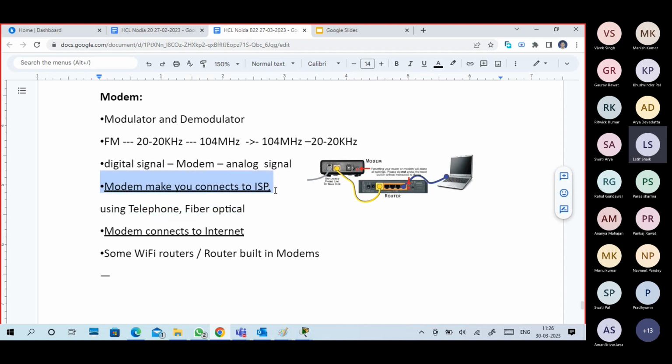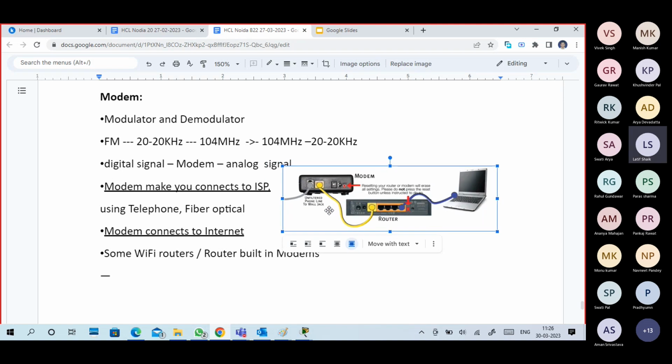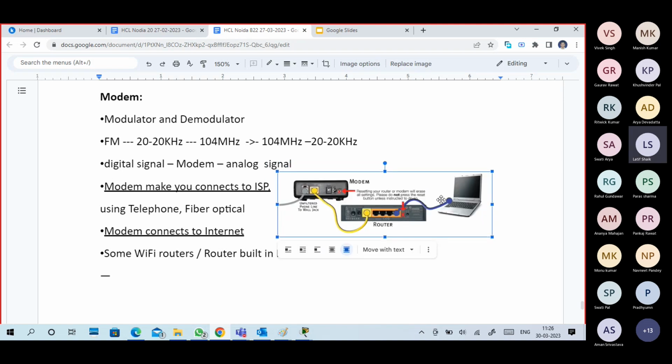So what is the use of a modem? Modem makes you connect to the ISP. Why should we connect to the ISP? To get internet. So modem connects us to the internet via ISP. Okay, see, this is the modem, this is the router. We don't get as much space here, that's why. So it is a modem. The modem is getting the network from outside through this wire, and it is distributing it to the router and to our devices.